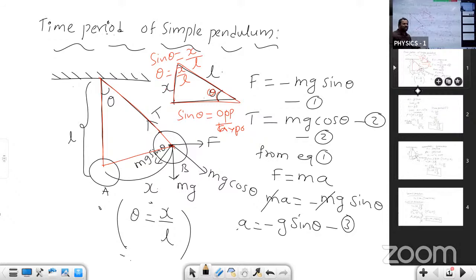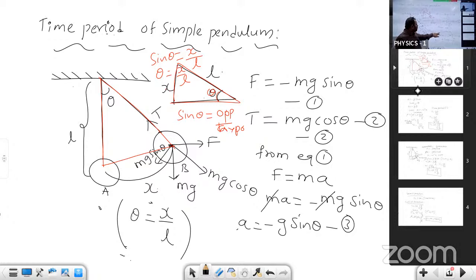When we apply an external force, it makes simple harmonic oscillations. mg is divided into two components: one is mg cos theta, the other is mg sin theta. The external force equals the restoring force. That is the step. F equals minus mg sin theta.